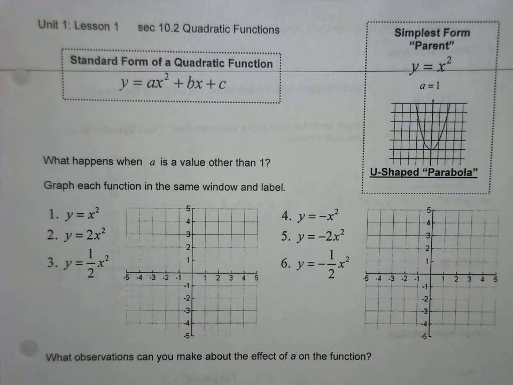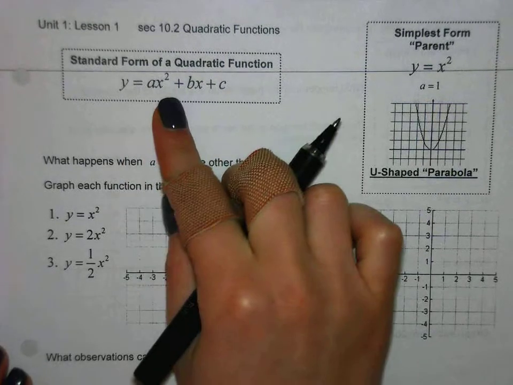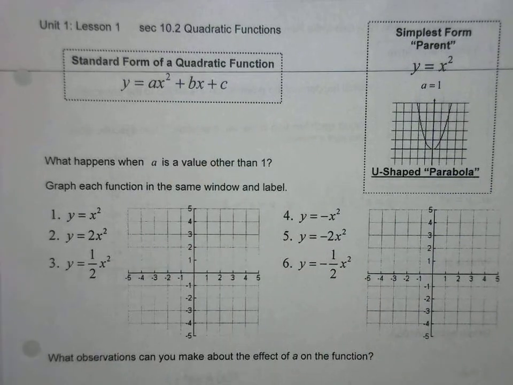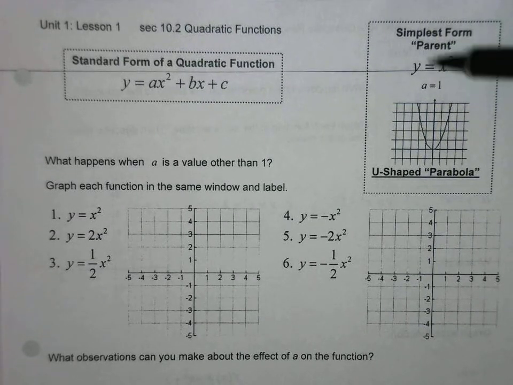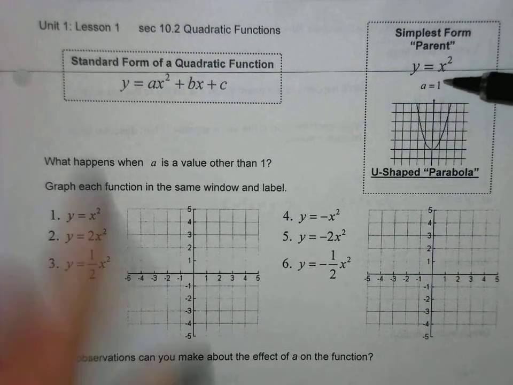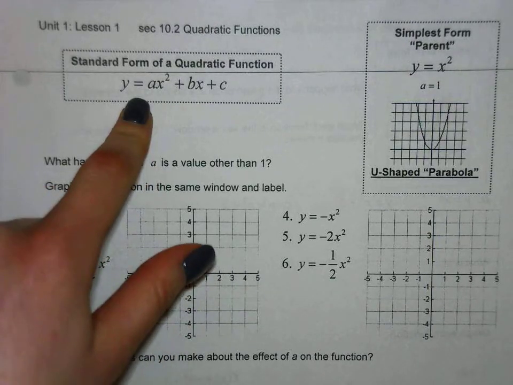Today we're going to be looking at quadratic functions. So the standard form of a quadratic function is y equals ax squared plus bx plus c. So the simplest form is called the parent function, which is y equals x squared. So a, our coefficient, is just a 1.